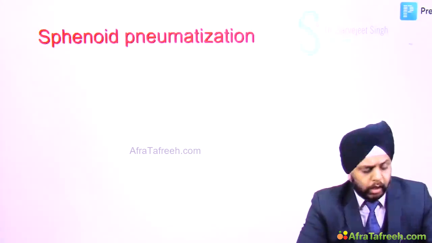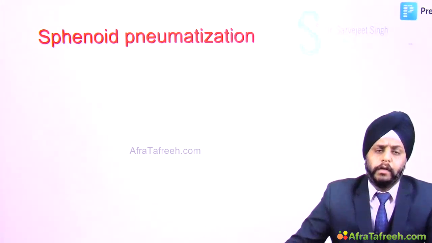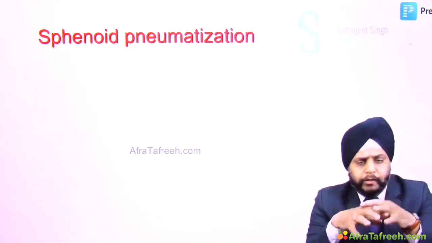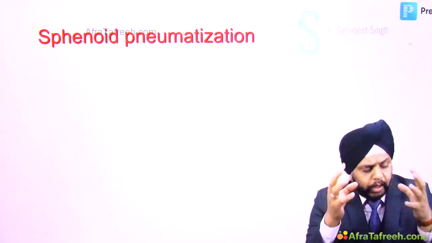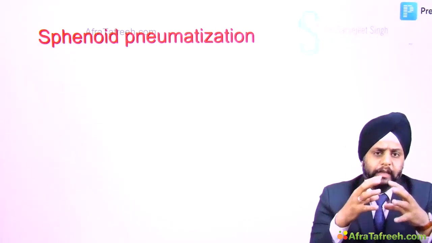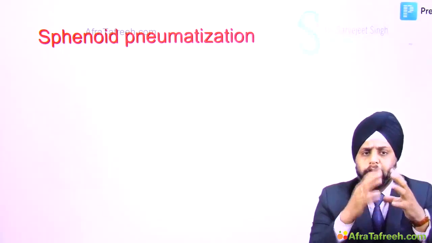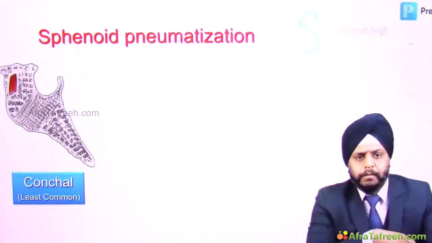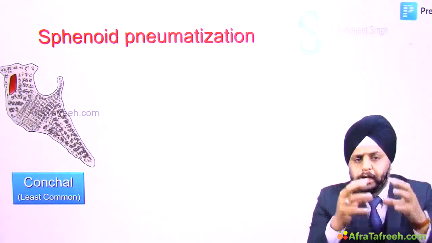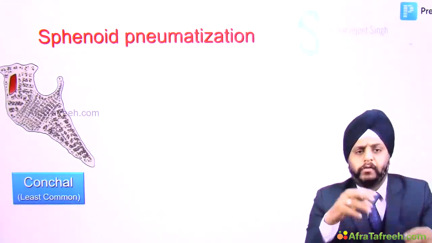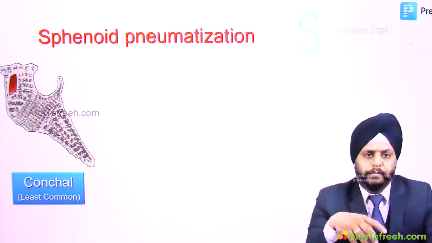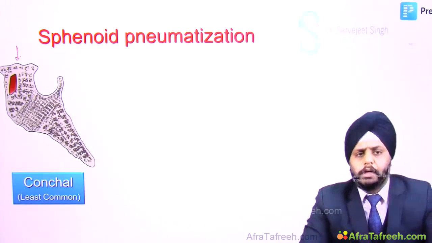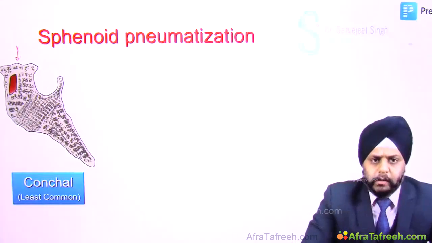Right, now let's come to sphenoid sinus pneumatization. We have seen the sphenoid sinus, we know the sinus is in the sphenoid body, but the amount of air, pneumatization means the air, in this sphenoid sinus may vary. It can be less, it can be more. If the amount of air inside the body is very less, it is known as conchal pneumatization. As you can see over here, a little bit of air, this is known as conchal pneumatization.